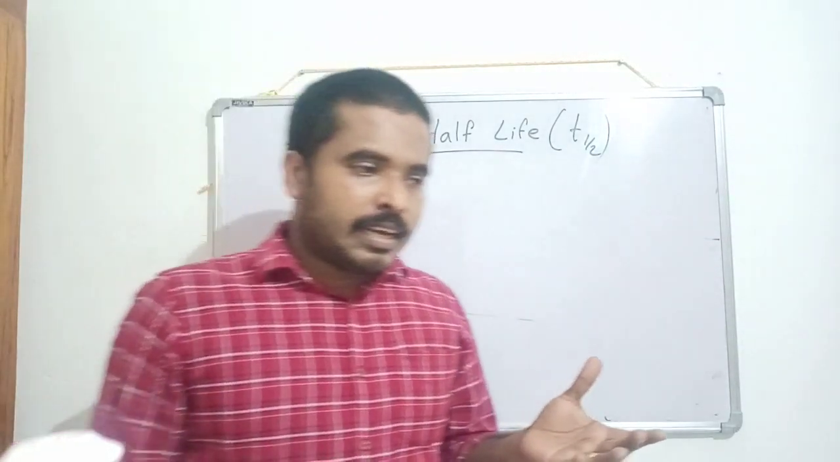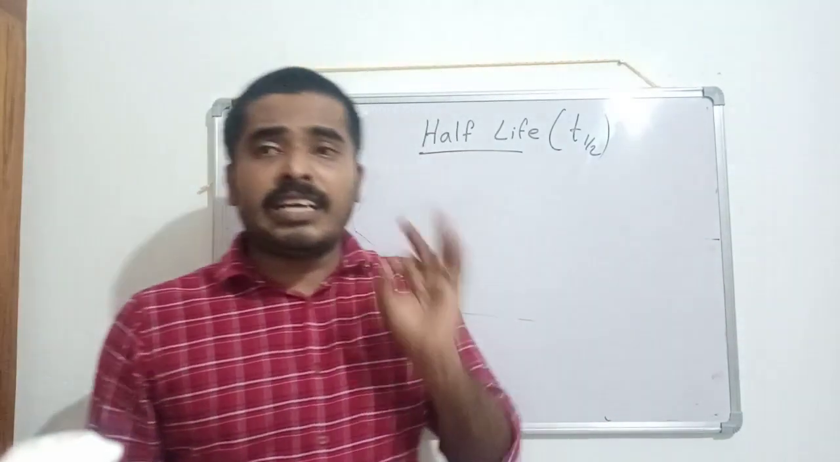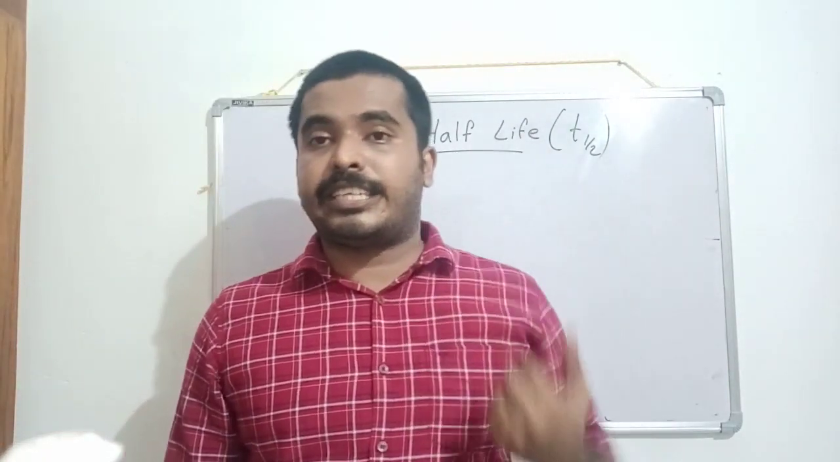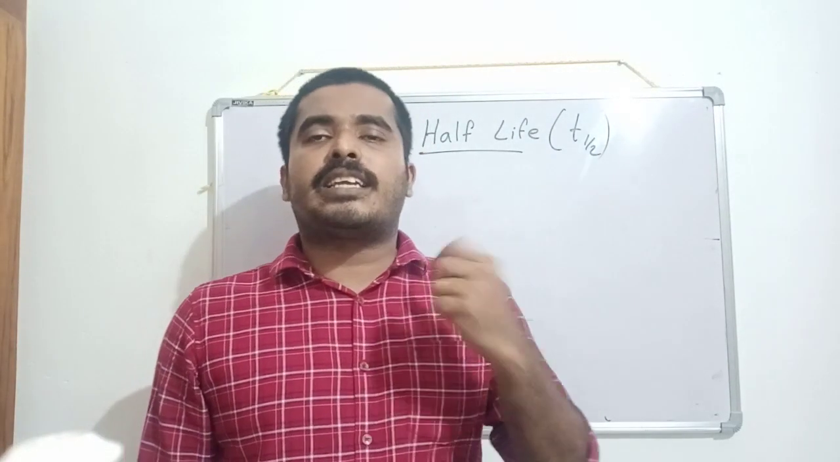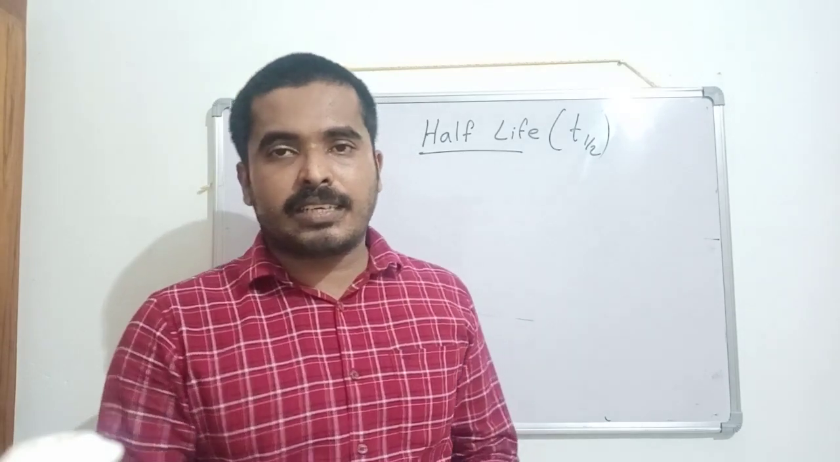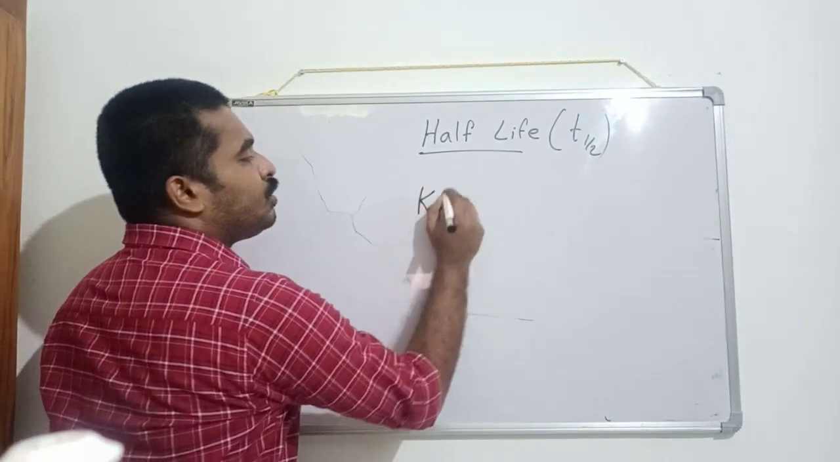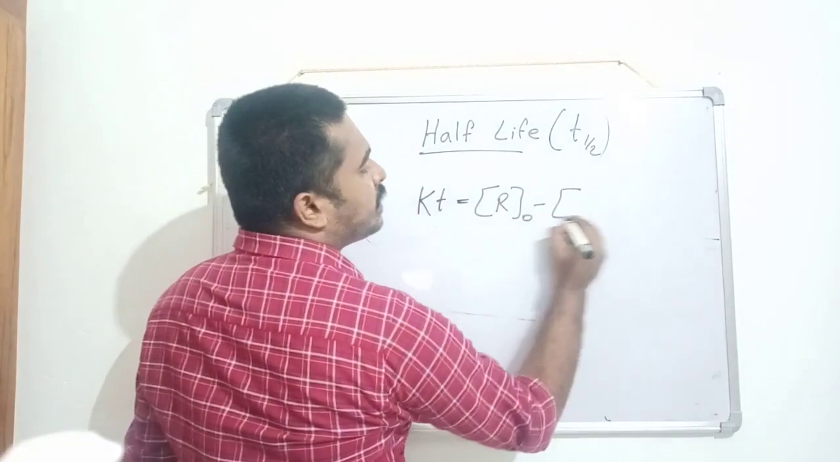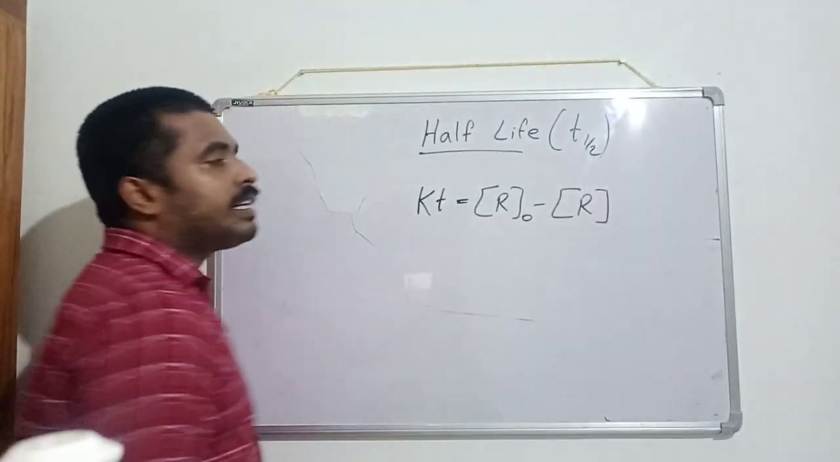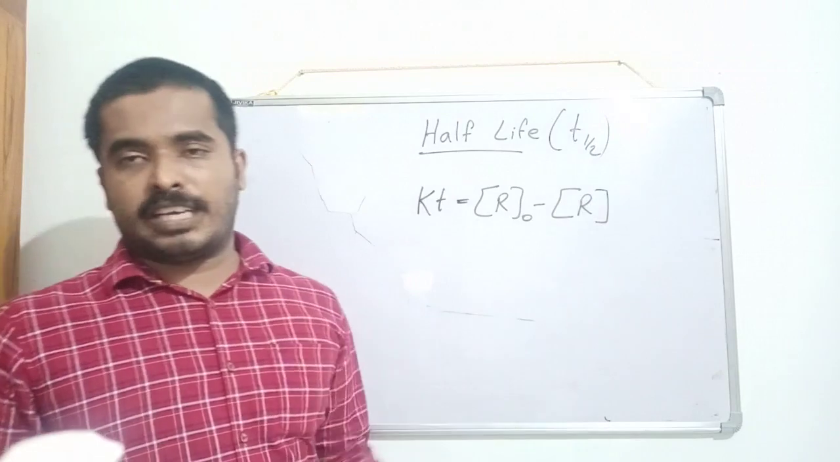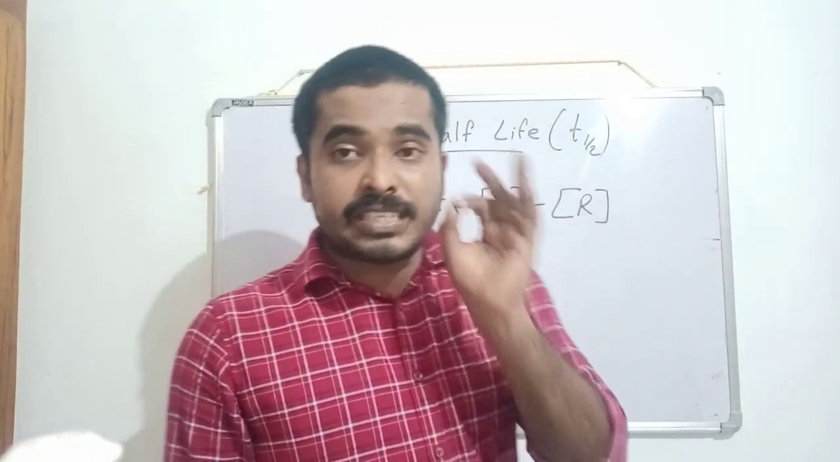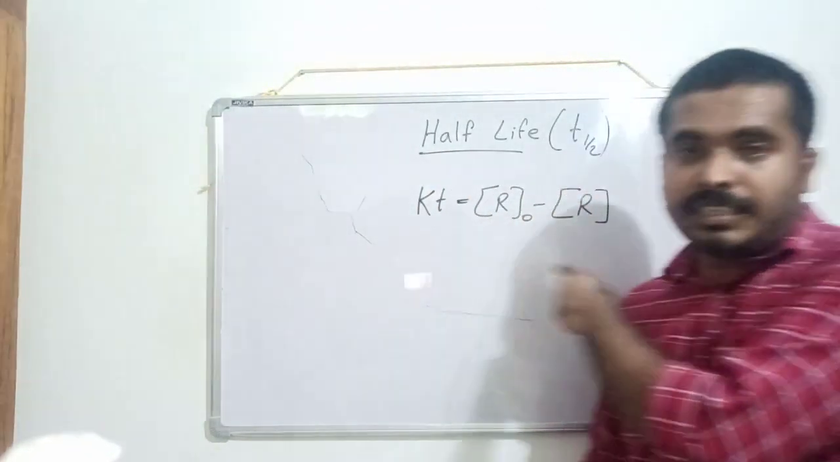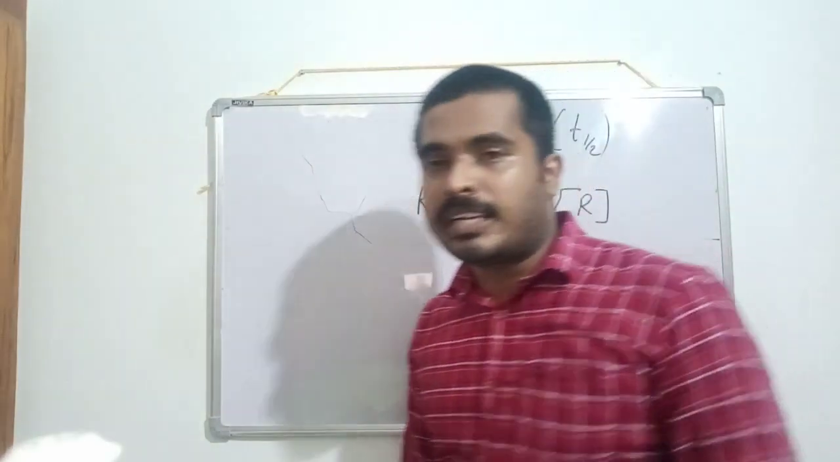Let's see, and you know that every discussion starts with the integrated rate equation. What was the integrated rate equation for zero order reaction? Kt is equal to R0 minus R. This is the integrated rate equation for zero order reaction. Every discussion here will start with the integrated rate equation. Kt equal to R0 minus R.